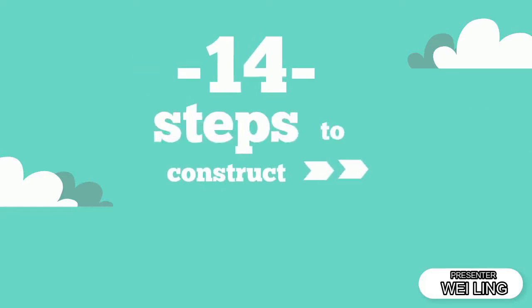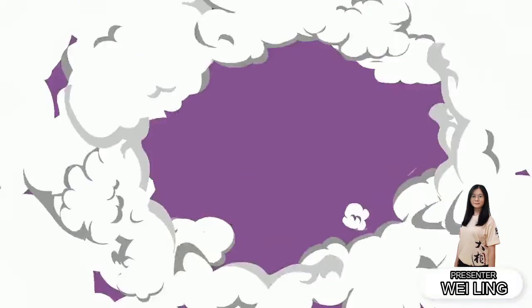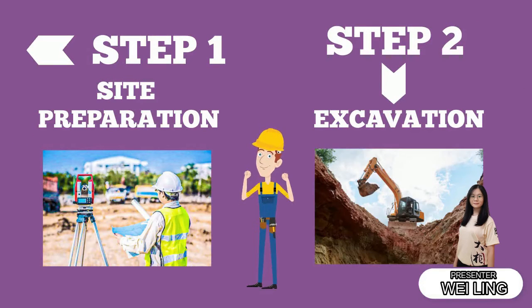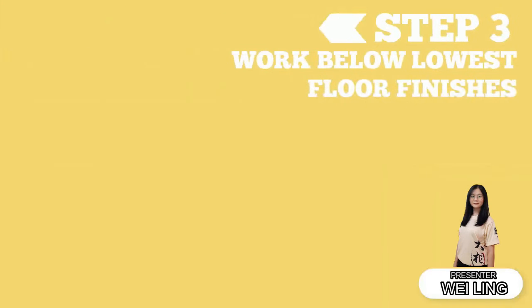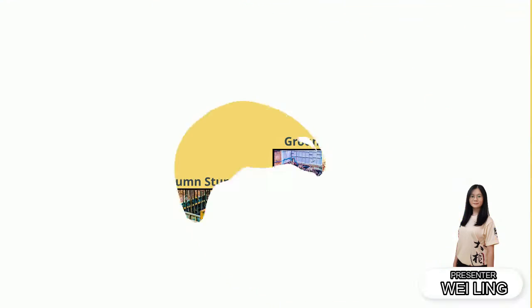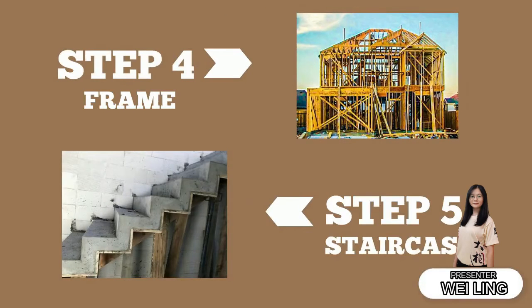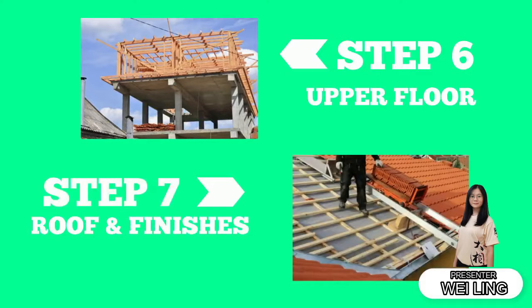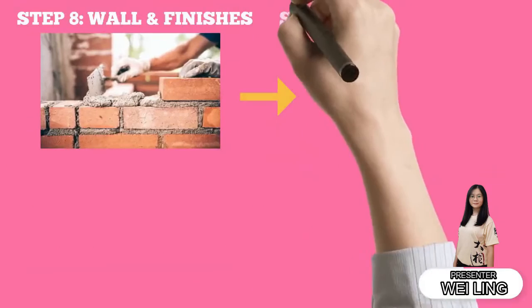There are 14 steps to construct a bungalow. Step 1. Site preparation. Step 2. Excavation. Step 3. Work below lowest floor finishes. Step 4. Frame. Step 5. Staircase. Step 6. Upper floor. Step 7. Roof and finishes.